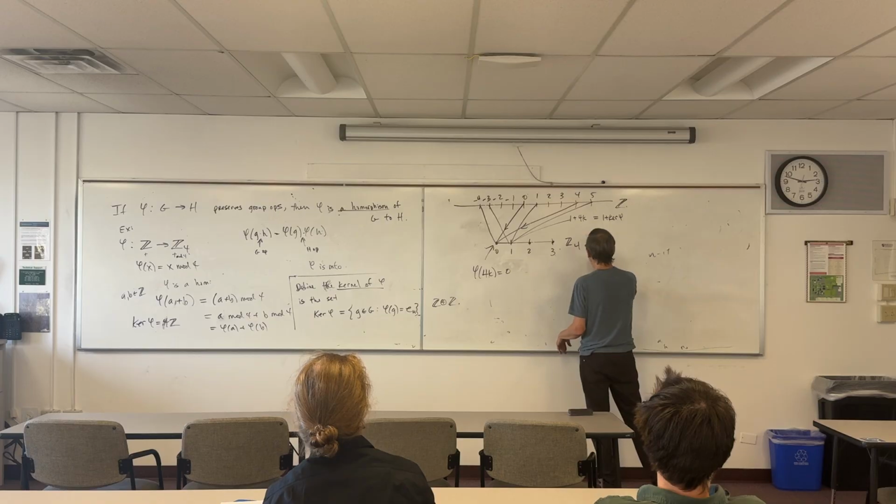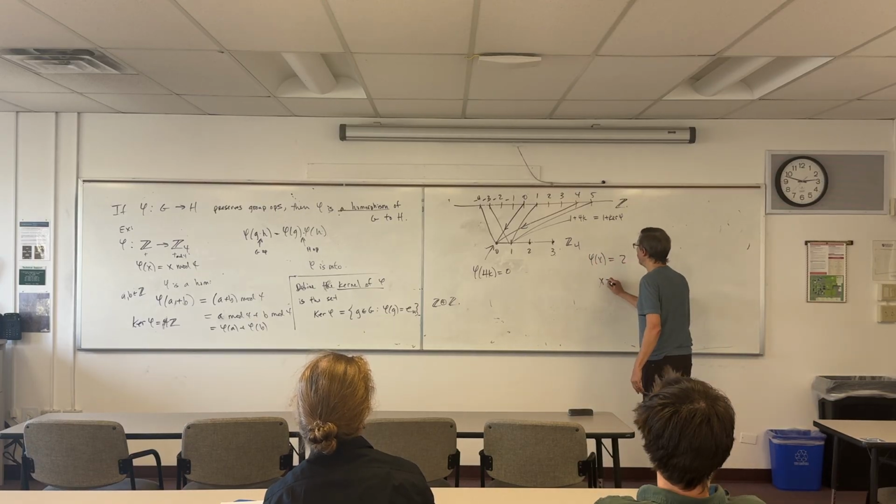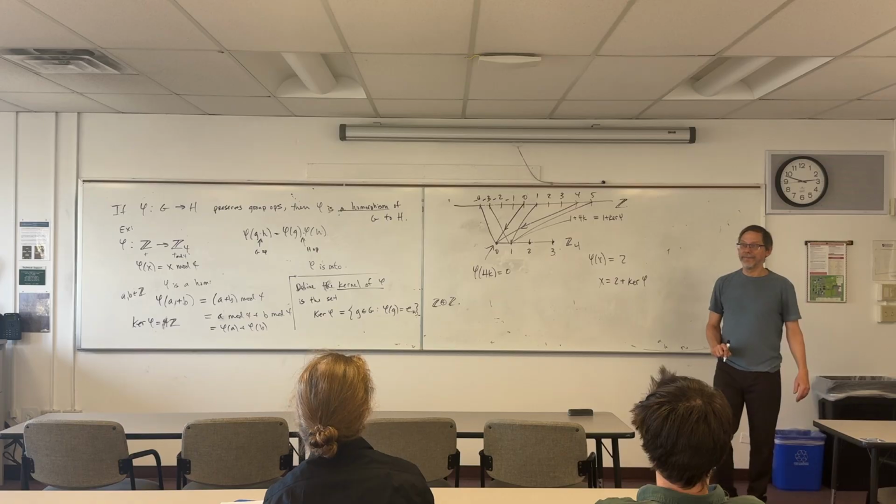What do you think the solution is? So if I have phi of x equals 2, what are the solutions? 2 plus 4k. Yep, 2 plus anything from the kernel.